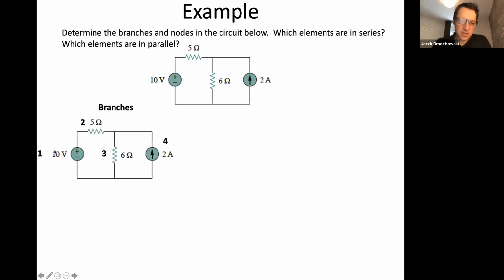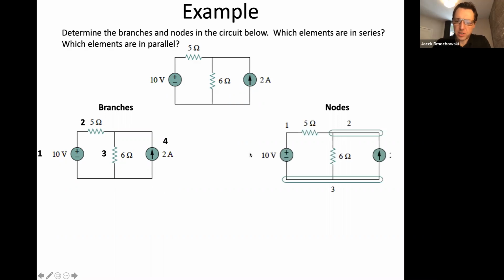Right. So 1 branch, 2 branch, 3 branch, 4 branch. And so the branches are 1, 2, 3, and 4. Without the branches, there'd be no circuit. There'd just be wires. And the 3 nodes are 1, 2, and 3.